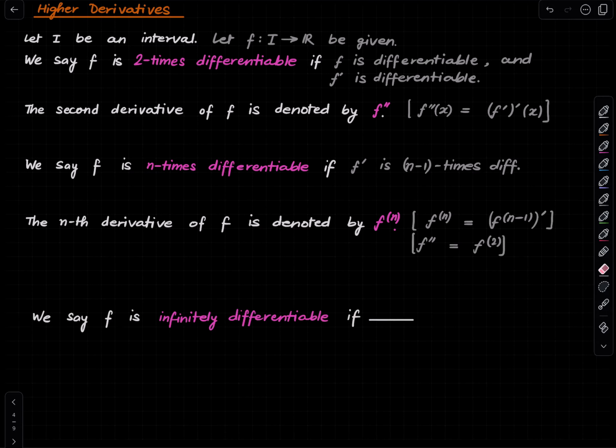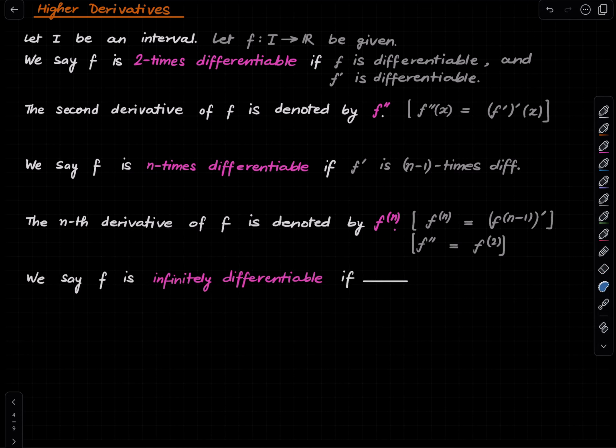Finally, we say f is infinitely differentiable if f is n times differentiable for all positive integers n. Such functions are also called smooth functions. So infinitely many times differentiable is the same as smooth functions, just another terminology.